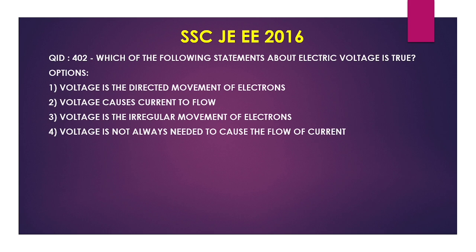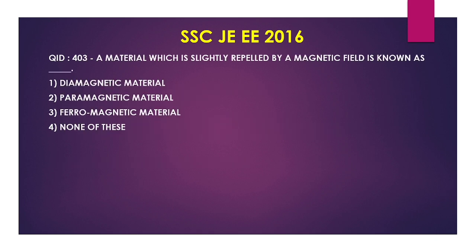Now let us see the answer. The answer is voltage causes current to flow. That is option number 2, the correct answer. Now let me go to the third question.